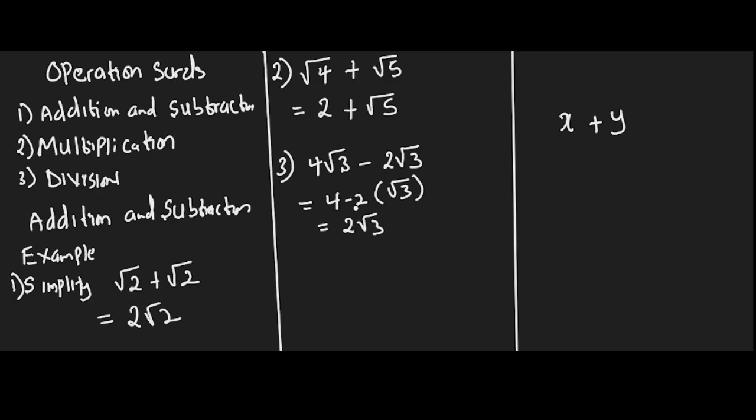What we have just done here is similar to what we do in algebra. Say we have 4x minus 2x. All we do is subtract 4 minus 2, which is 2, and we have our x. Same thing is applicable here. They are similar surds. Since they are similar, all we do is subtract the whole number part. 4 minus 2 equals 2.